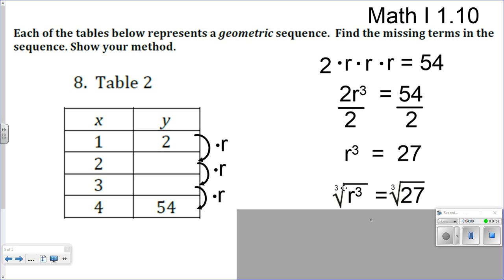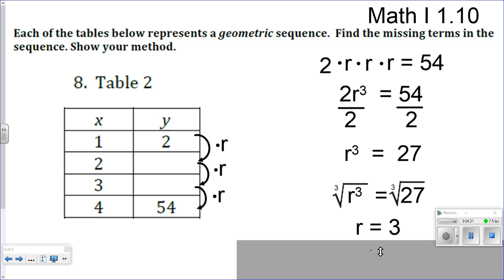If I take the cube root of R cubed, and I know that sounds a little discombobulating, and then over here I take the cube root of 27, I could even put that in my calculator, and the cube root of 27 ends up being 3. So the cube root of R cubed ends up with R, and the cube root of 27 gives us 3. So the common ratio in this case is 3.